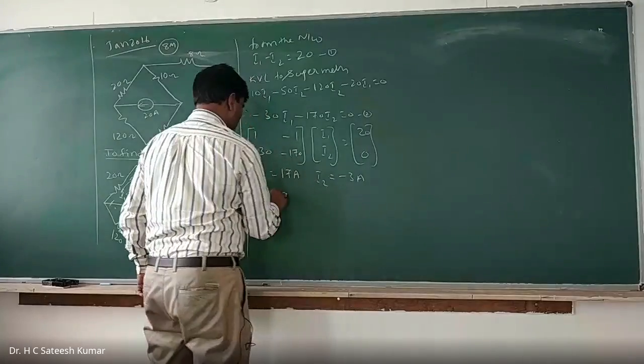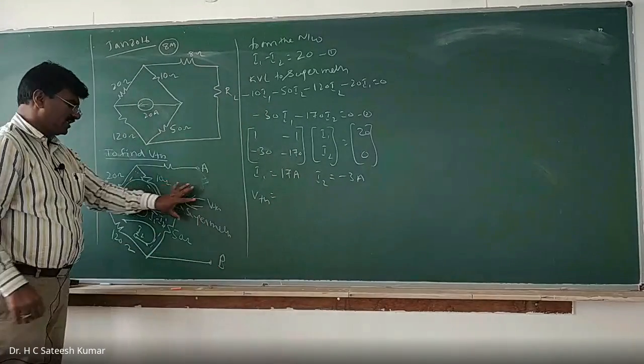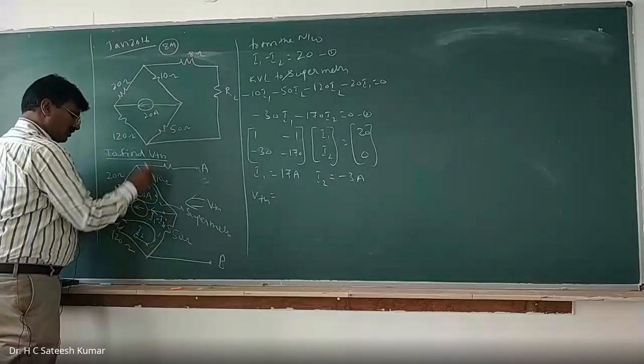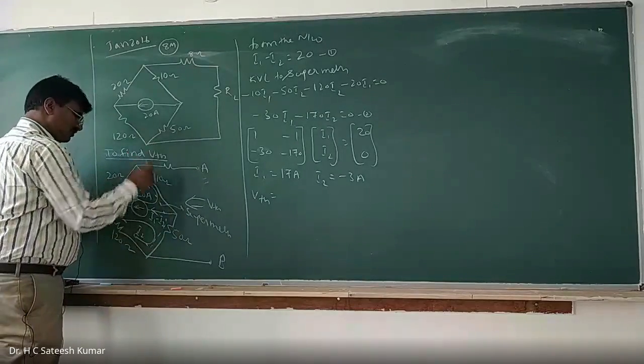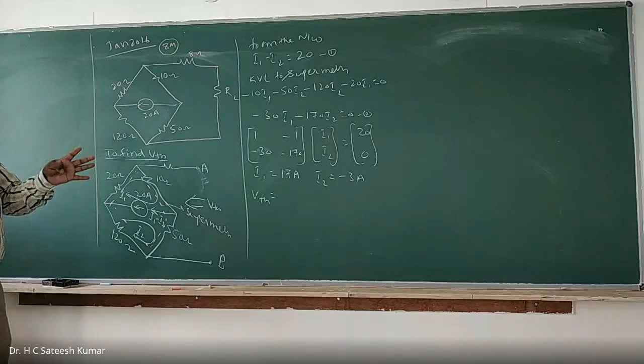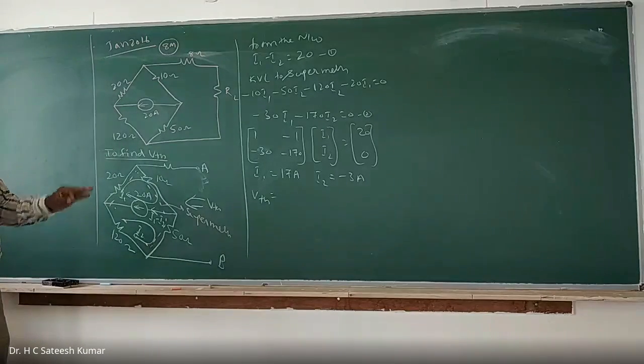Okay. To get VTH, this voltage, you have to go from B to A. You can go from here to here, or from here to here. Any path you can take. 4 possible combinations are there. In all the 4 possible combinations, you will get the same answer. You can check it out.